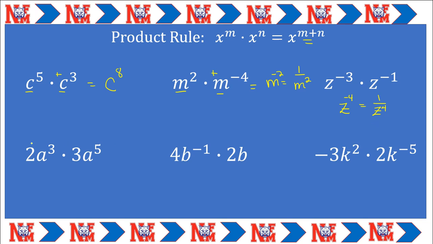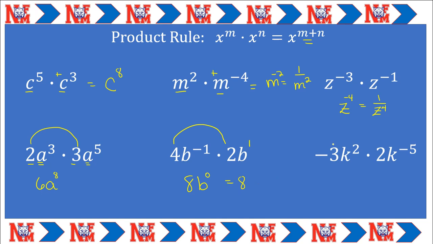Our next one, we have some coefficients. We're just going to multiply like we have always done. 2 times 3, 6. Now we have a to the third times a to the fifth. So that's going to be a to the 8th. 4 times 2 is 8. And then we have b to the negative 1 times b to the positive 1. I always like to write in my understood ones because every factor has an exponent. So when we add negative 1 plus 1, we get 0. Let's go ahead and simplify b to the 0. We know b to the 0 is 1, and 1 times 8 is 8.